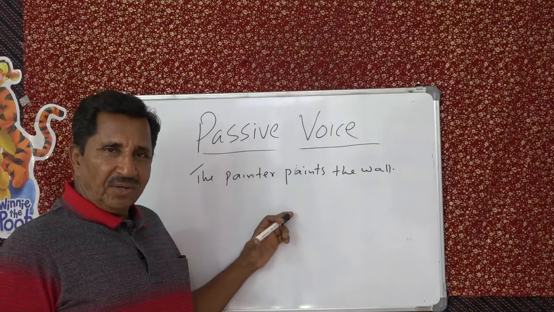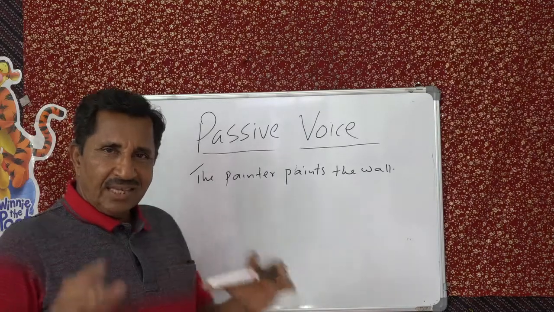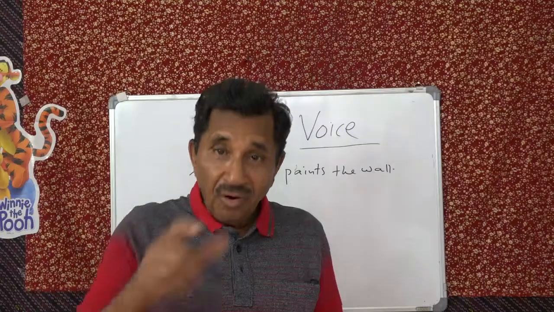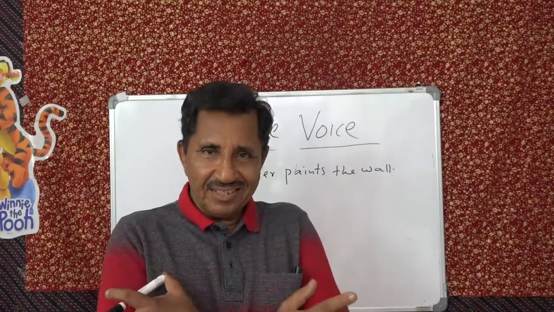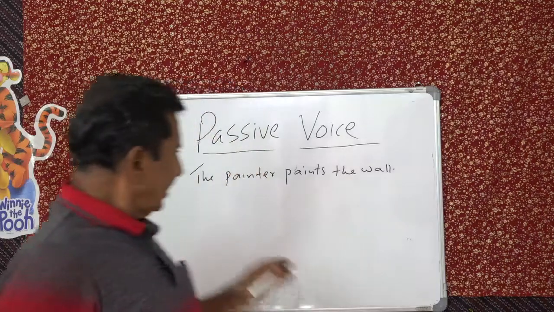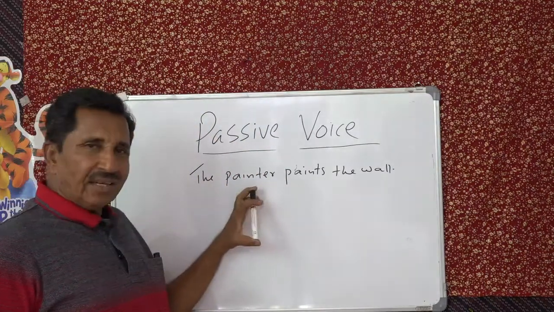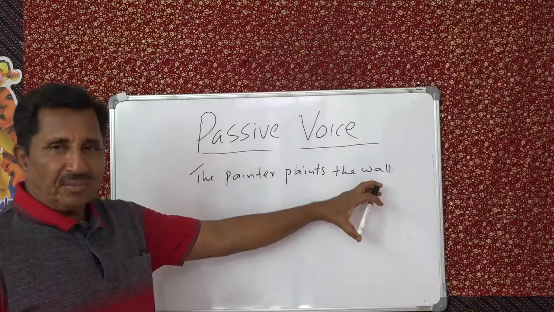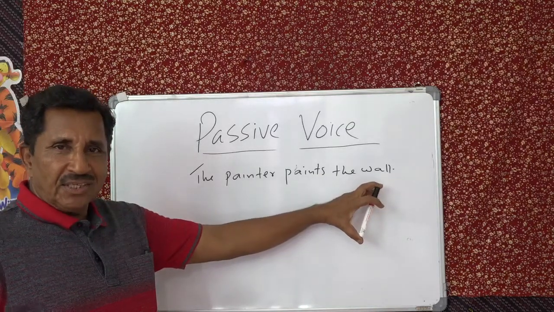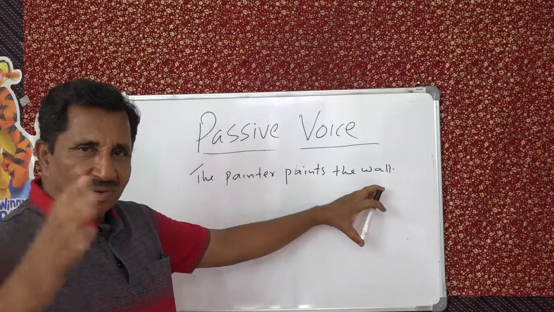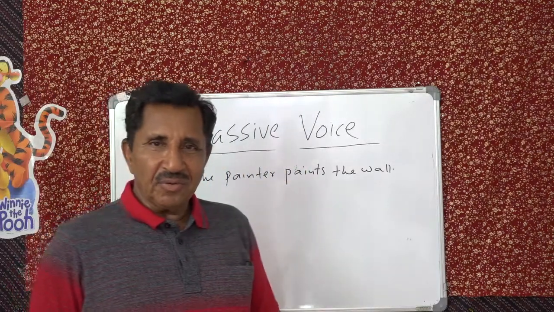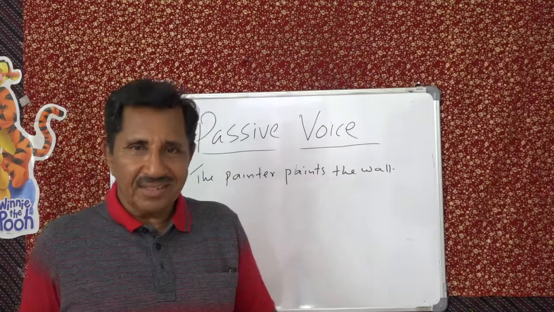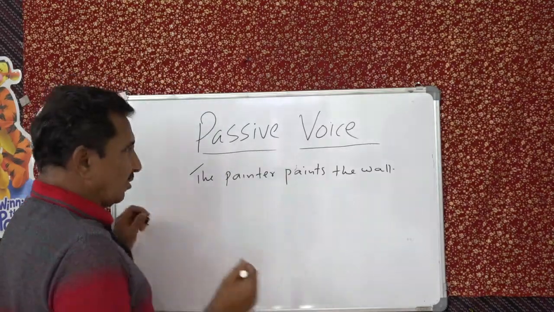Now, what we want to do is give importance to the wall. Suppose we want to give importance to the wall. What will we do? We will shift. See that? Here, the subject place is painter, and here is the object place. So, if you want to give importance to the wall, or the object, what will you do? You will shift it to the subject place. See? So then it will look like this.